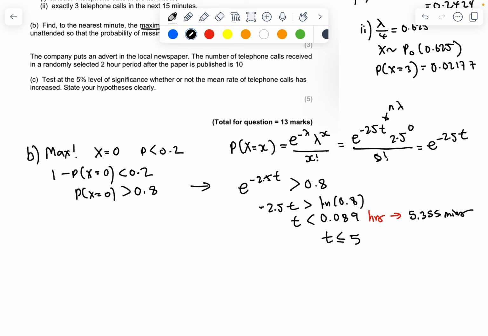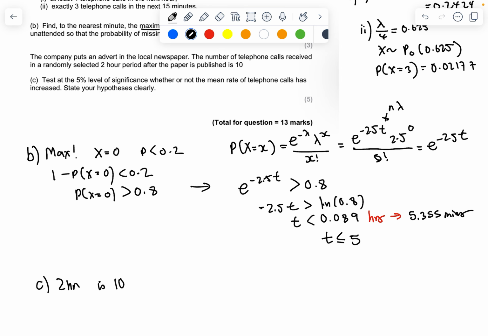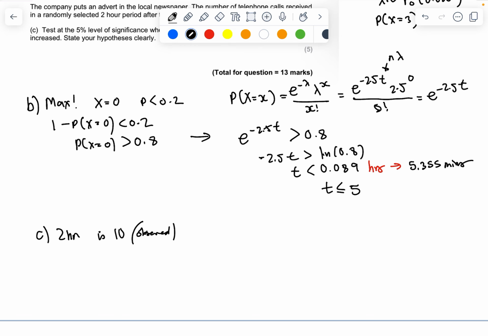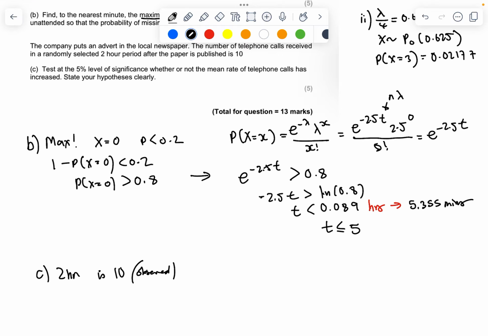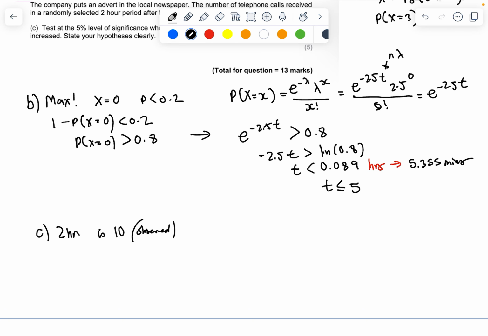Okay, and then C, the company puts an advert in the local newspaper. The number of calls received in a randomly selected 2-hour period is 10. And remember, that's our observed example. Okay, and test at 5% significance level whether or not the mean rate of calls has increased, and state your hypothesis. Okay, so we started off with a mean of 2.5. We're testing if that mean has increased at 5%.